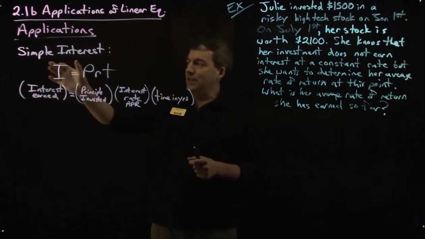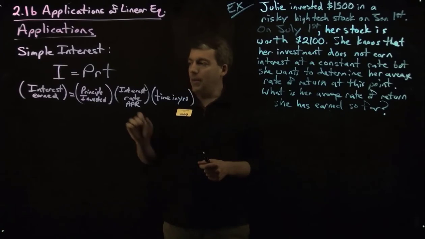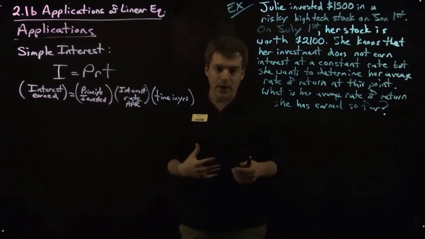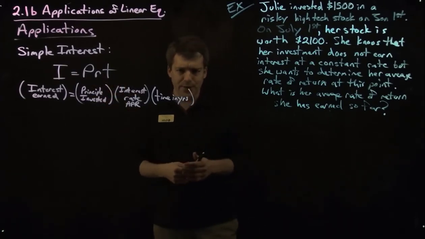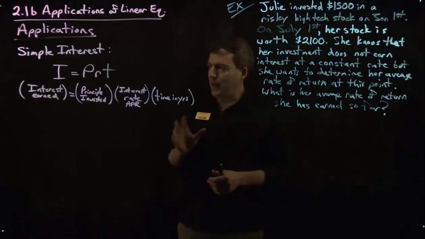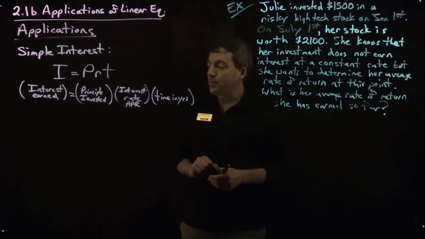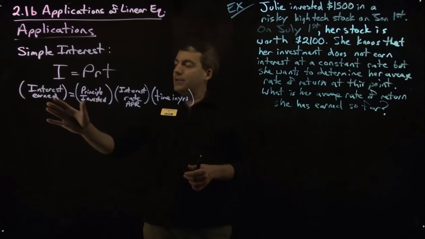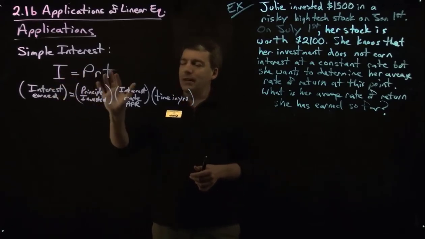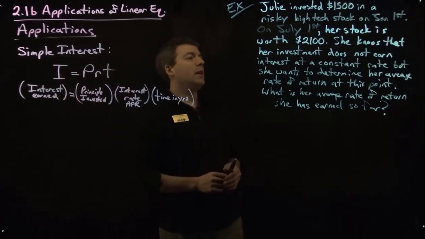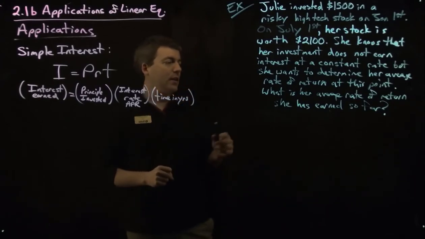Another thing to note is this is simple interest. This does not account for compounding, which we'll talk about later, compound interest. That's calculated with a different type of formula. All right, so interest is principal times rate times time. Okay, so let's look at an example dealing with this.